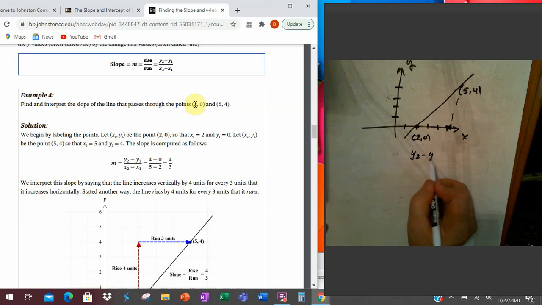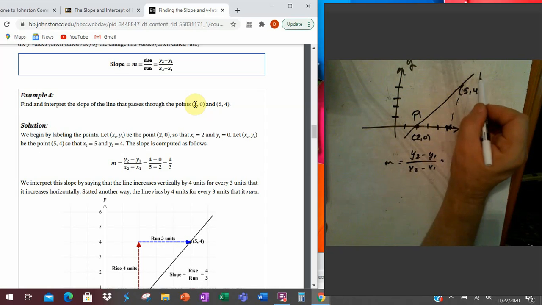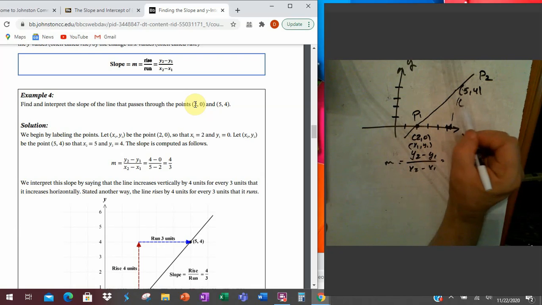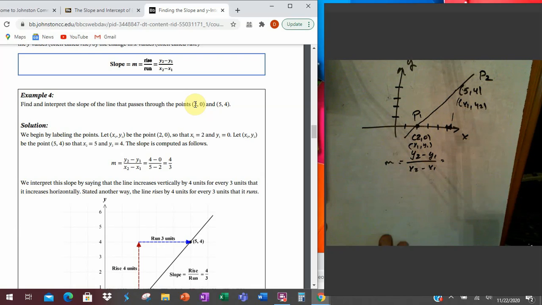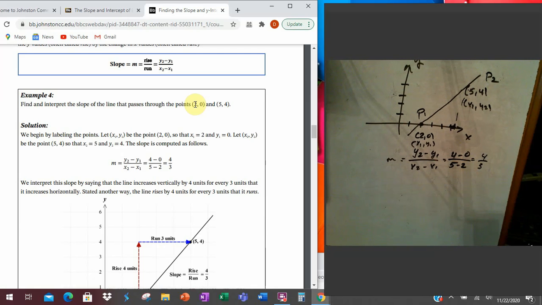My y2 minus y1 over x2 minus x1, that's my slope. Here's my P1, here's my P2: (x1, y1), (x2, y2). So 4 minus 0, that's my y2 minus y1. x2, which is 5, minus 2 is my x1. That gives 4/3. So that would be my slope.